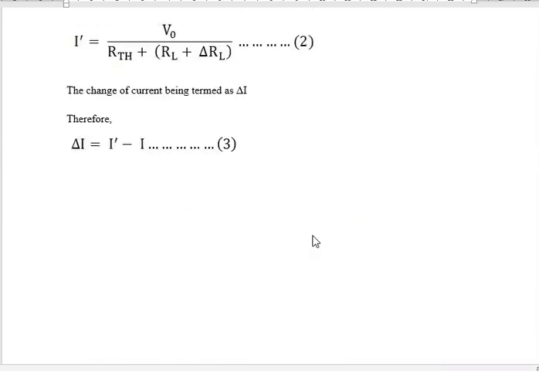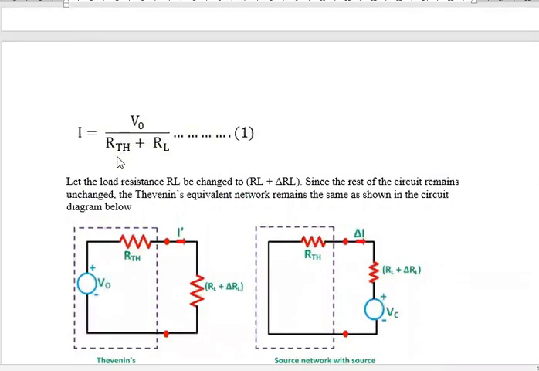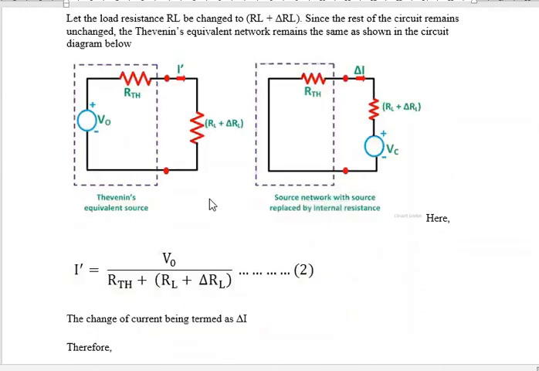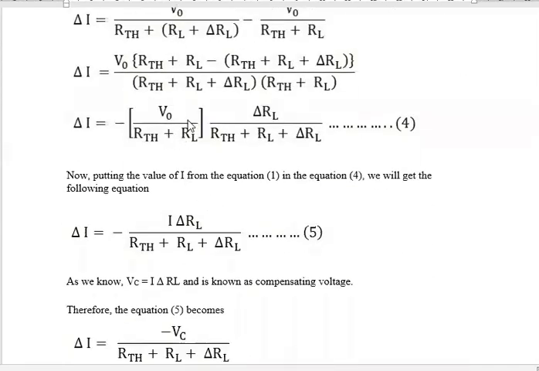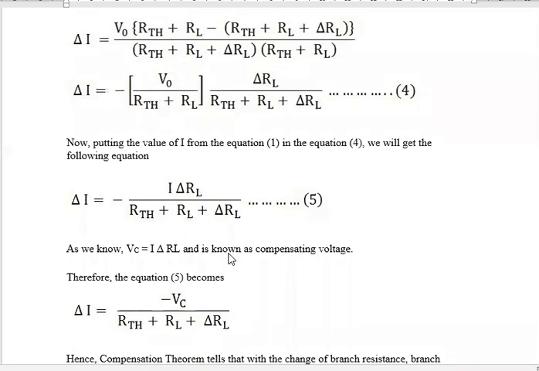Now from equation 1, V naught by RTH plus RL can be written as I. So this can be written as I into delta RL by RTH plus RL plus delta RL. Now I am taking this current I into delta RL as some compensating voltage VC. Now delta I equals minus the compensating voltage VC, in place of I into delta RL, by RTH plus RL plus delta RL.